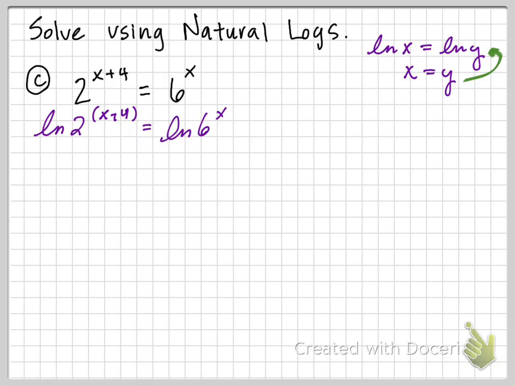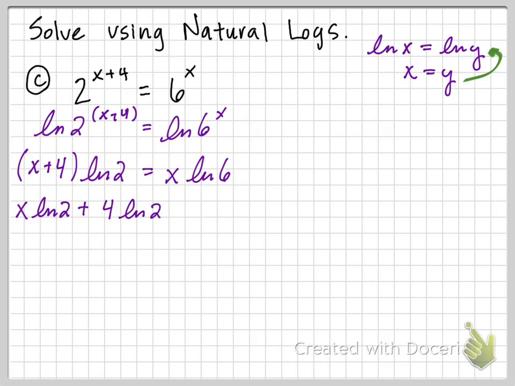From here, my exponents are allowed to become coefficients, so I would get something like (x + 4) natural log of 2 equals x natural log of 6. From here, I'm going to get something like x natural log of 2 plus 4 natural log of 2 equals x natural log of 6. Again, I did this wonderful thing called distribution, which we learned in Algebra 1. Don't be lost. I got you.